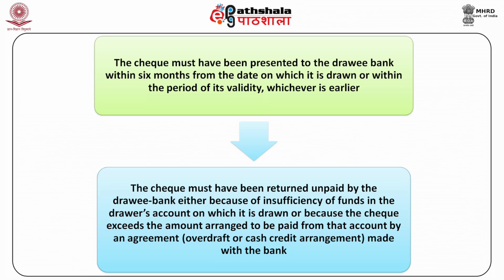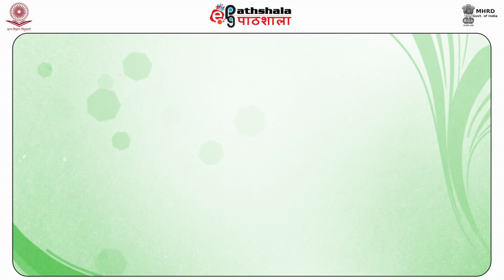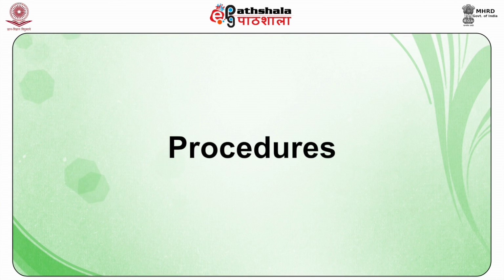Third, the cheque must have been returned unpaid by the drawing bank either because of insufficiency of funds in the drawer's account, or because the cheque exceeds the amount arranged to be paid from that account by an agreement, for example, an overdraft or cash credit arrangement made with the bank. Now the procedure for this Section 138.